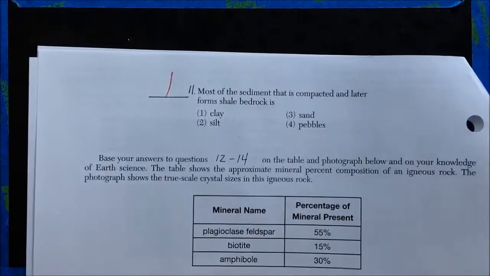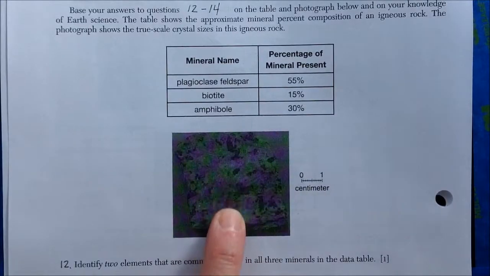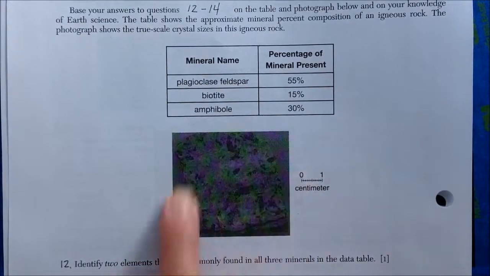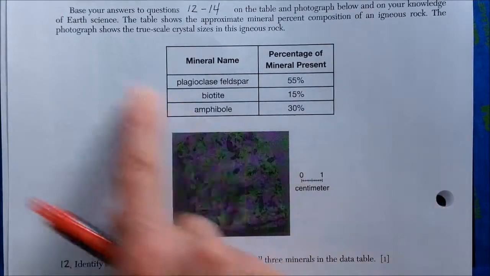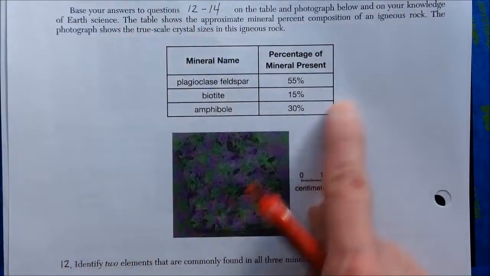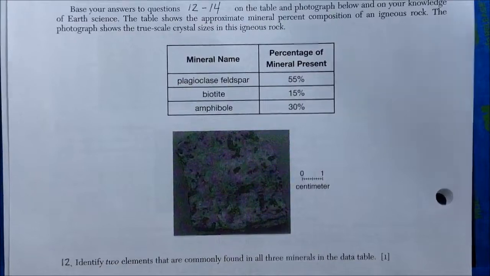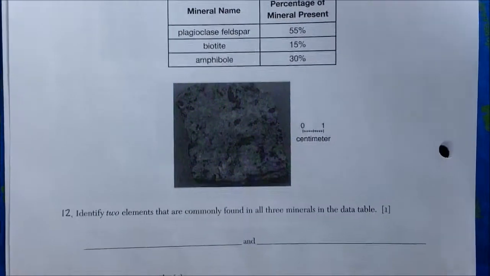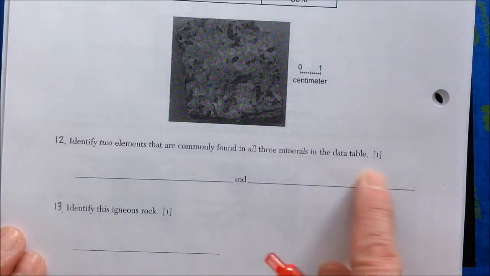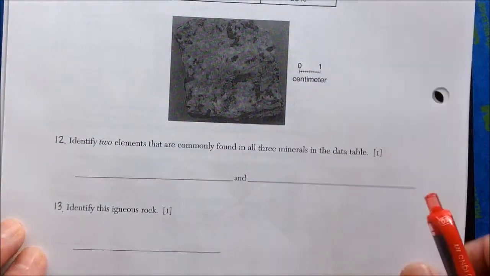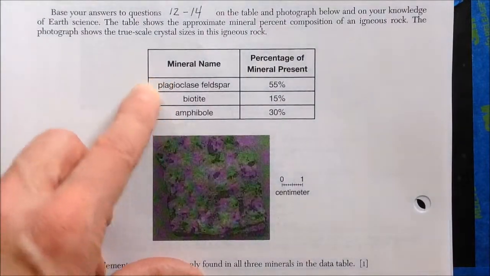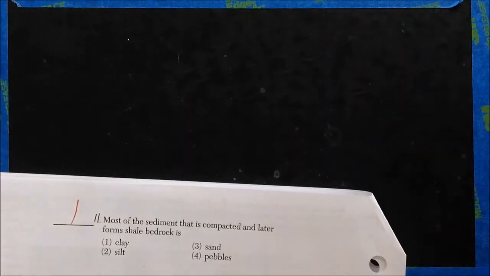And then on the bottom here you have a diagram that does not come out very well, but usually it's better on the Regents exam itself. It shows the mineral percentage of a rock. Then these minerals here, it says: identify 2 elements that are commonly found in all 3 minerals in the data table. So you've got to look at those. What are the common elements here?